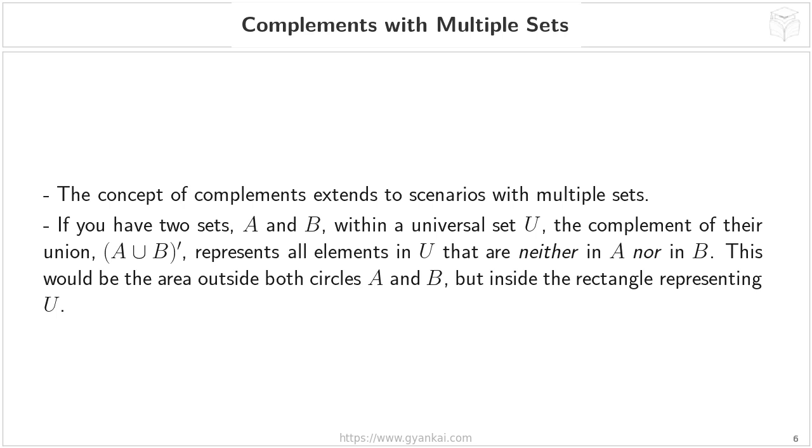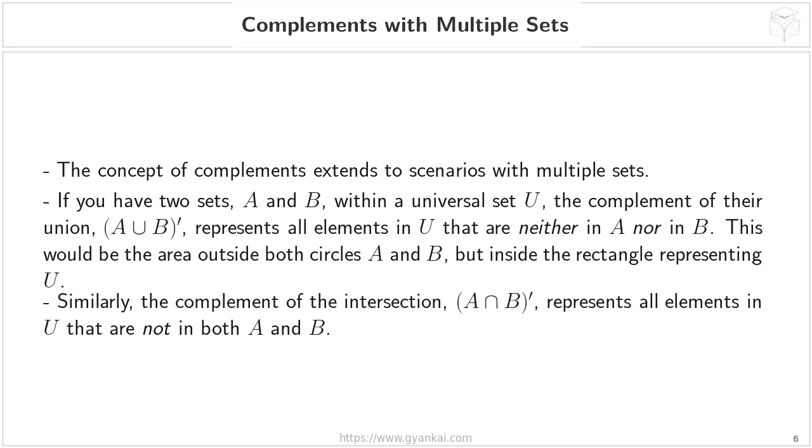but still inside the rectangle representing U. Now let's look at the other side of things. What if we want to find the complement of the intersection of A and B? That's written as A intersection B, with a prime symbol on top. We would say that as A intersection B prime. Remember, A intersection B represents all the elements that are in both A and B, the overlapping part of the circles. Therefore, the complement of that, A intersection B prime, represents all the elements in U that are not in both A and B. This means everything outside the overlapping region of the two circles, but still inside the rectangle representing U. This builds nicely on what we've already learned.